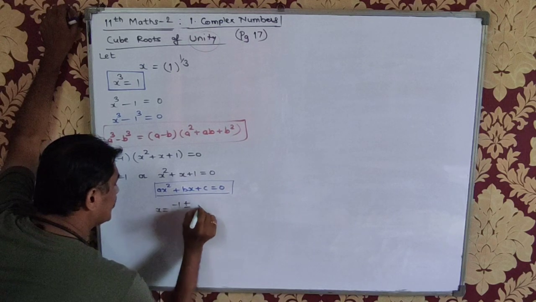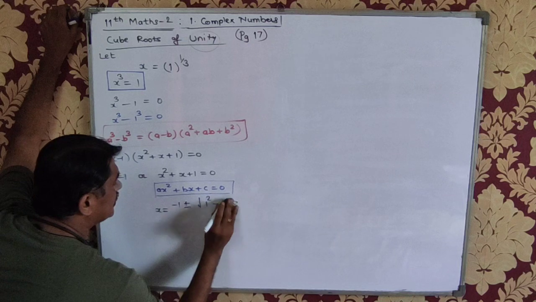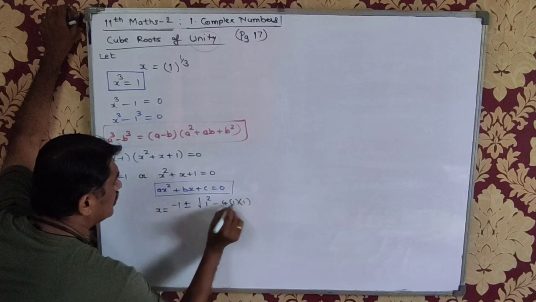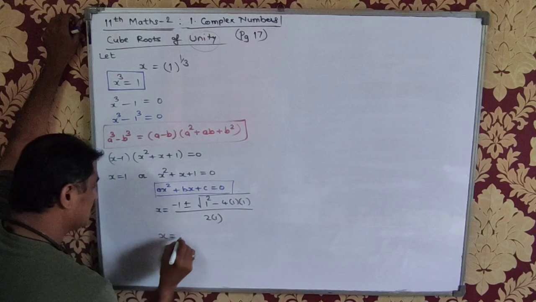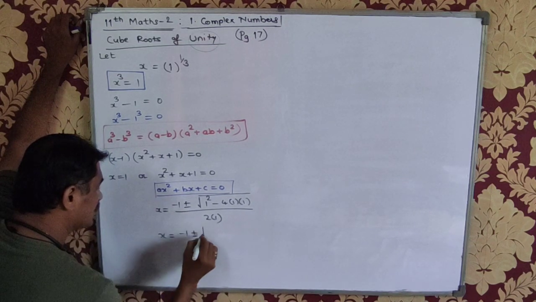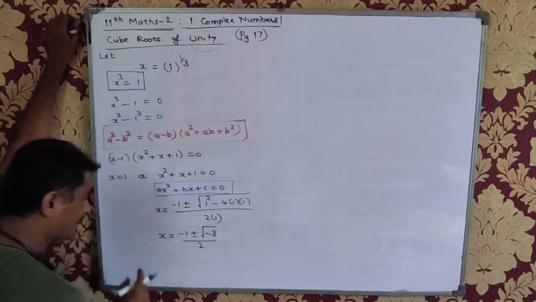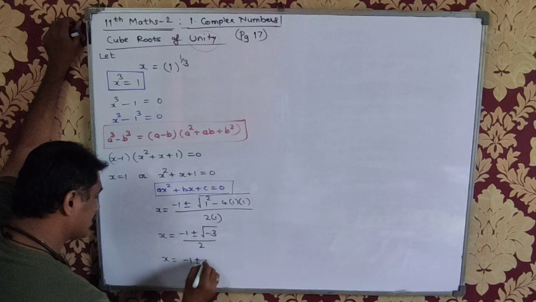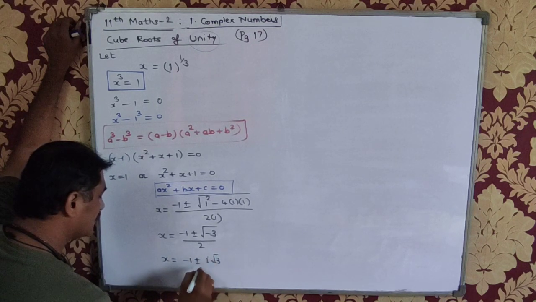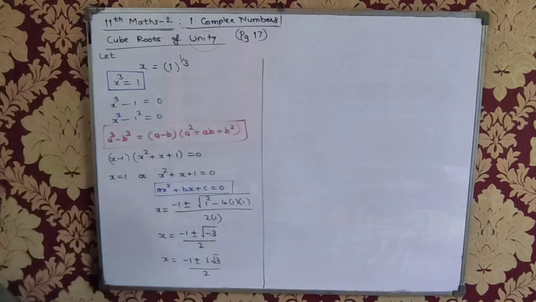Plus or minus root of b square minus 4ac, root of 1 square minus 4 into 1 into 1, divided by 2a, 2 into 1. So x is equal to minus 1 plus or minus square root of 1 minus 4, which is minus 3, upon 2. So this will become x is equal to minus 1 plus or minus i root 3 upon 2.